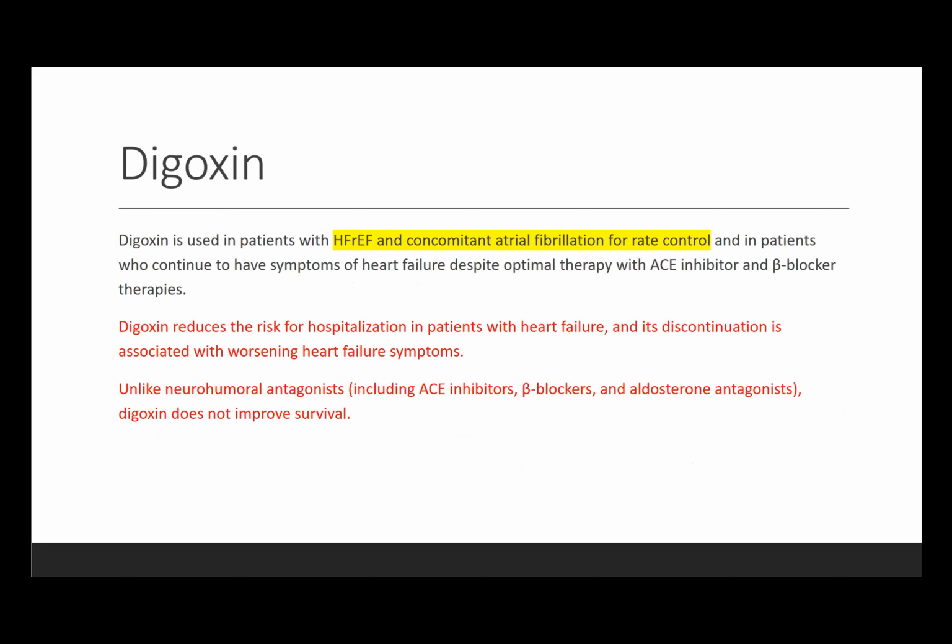Digoxin. Digoxin still has a place in treatment of heart failure patients with AFib for rate control. Important for you to know, it doesn't decrease mortality in any way, but it does reduce hospitalization. And if you discontinue it, there's actually a realistic expectation of worsening of heart failure symptoms. It does not improve survival.